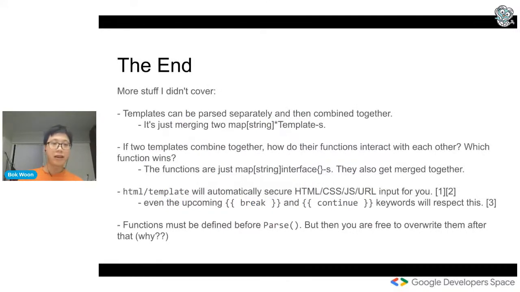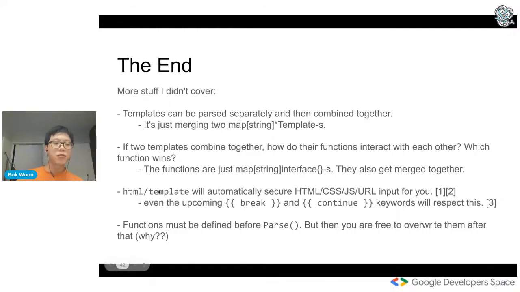Okay, so this is the end. There's some stuff I didn't cover, which I'm just going to glide through really quickly. Templates can be parsed separately and then combined together. If you do that, you're basically merging these two map[string]*Template data structures. If two templates are combined together, templates may have functions associated with them. How do they interact with each other? Which function will win if two functions have the same name? The functions are just map[string]interface{}. They also get merged together using the same logic, so one will override the other.